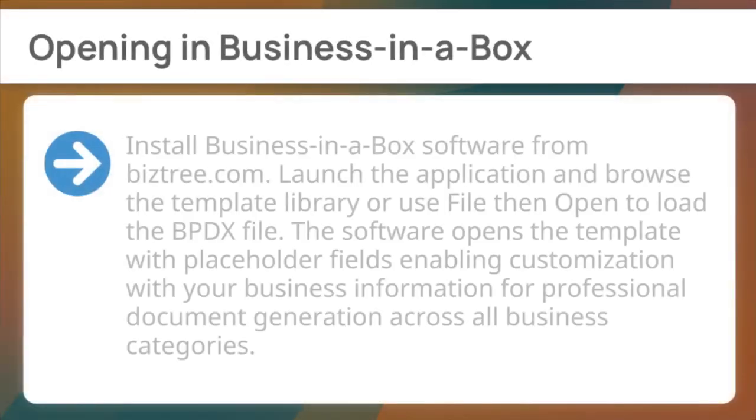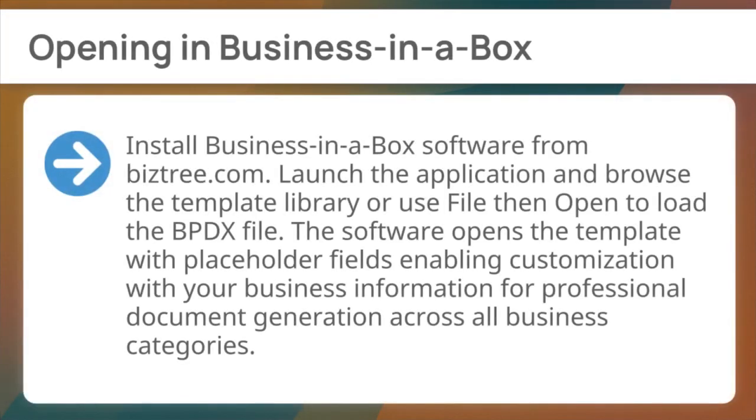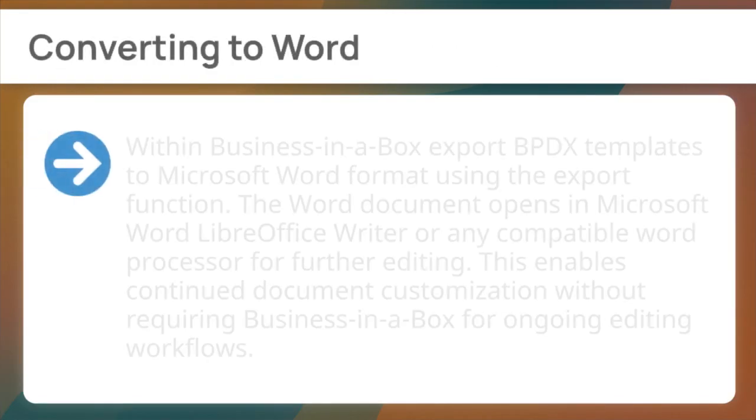First, opening in Business-in-a-Box. Install Business-in-a-Box software from biztree.com. Launch the application and browse the template library, or use File then Open to load the BPDX file. The software opens the template with placeholder fields enabling customization with your business information for professional document generation across all business categories.